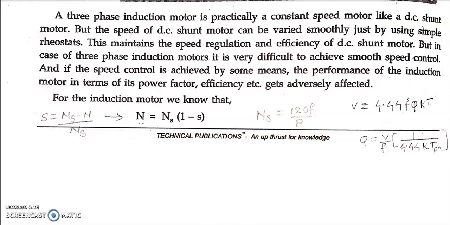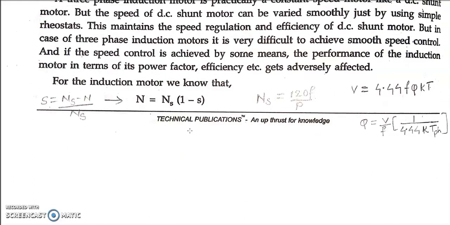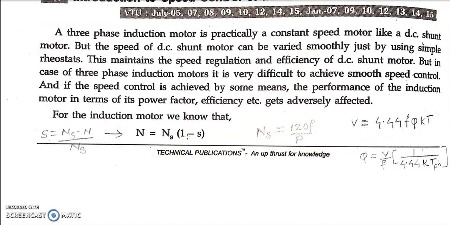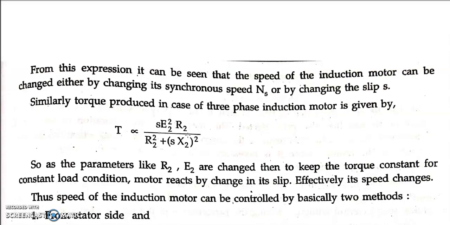Like I said, the performance of the induction motor gets affected in terms of power factor as well as efficiency. So it is not easy to control the speed of induction motor. It is a bit difficult when compared to that of your DC shunt motor. Why am I taking DC shunt motor? Because DC shunt motor is a constant speed motor, we all know. So your induction motor is also the same, but speed controlling is a bit difficult.